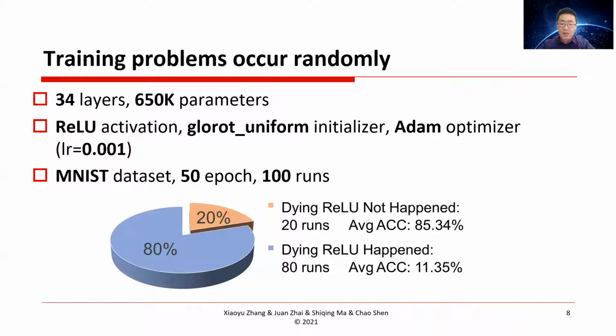The pie chart shows that one training problem called dying ReLU occurs in 80 runs, but not in the remaining 20 runs. The average accuracy of 80 buggy runs is 11.34%, and the other runs obtained 85.34%, which is significantly higher than the buggy runs.